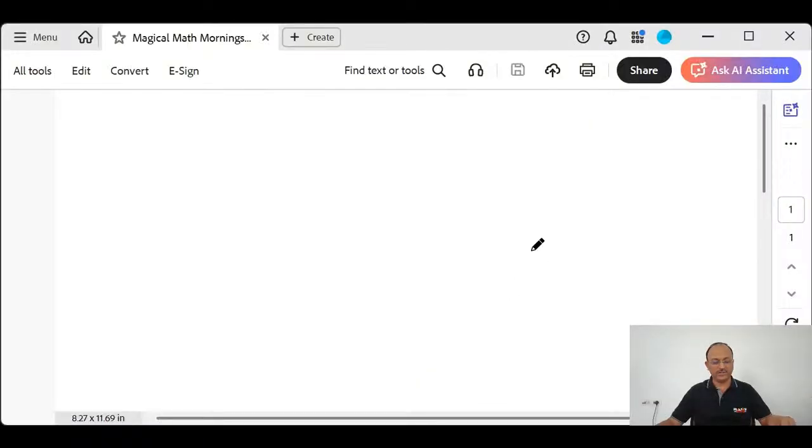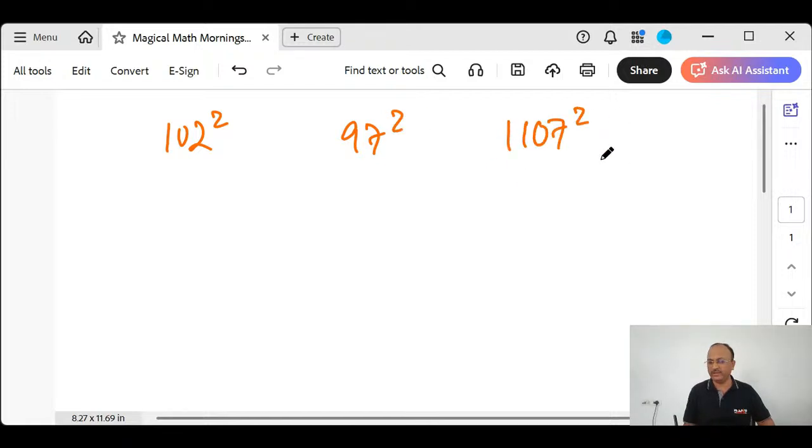Okay, now let's continue with the learning. Today, we are going to learn an extension of what we learned yesterday. We had learned the squares of numbers close to the base, correct? And base means we were finding the squares of numbers like 102 square or 97 square or 1007 square, all these things.